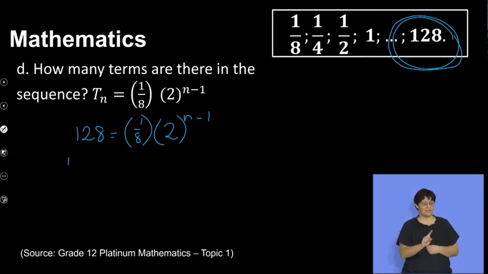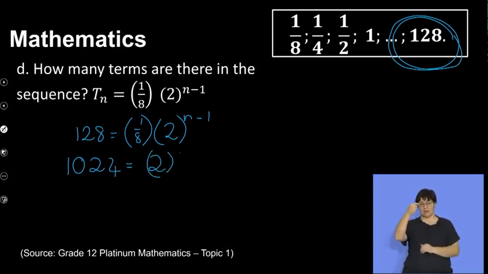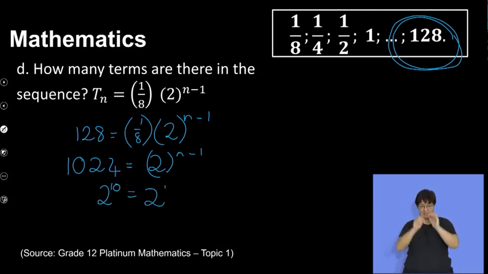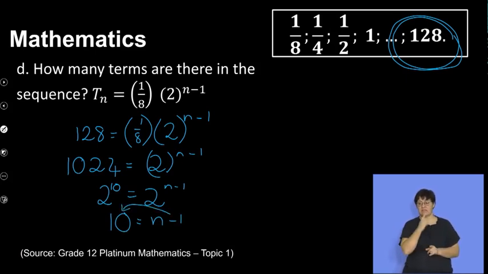So my next line can be written as 1,024 is equal to 2 to the power of n minus 1. I'm going to ask you all to use your calculators to find the prime factors of 1,024, and I'm hoping that everyone will get 2 to the power of 10. So now if I'm solving this exponential equation, I can drop my bases, which means that 10 will be equal to n minus 1. If I move this negative 1 over, I'm going to have 11 is equal to n, which means that there are 11 terms in this sequence.